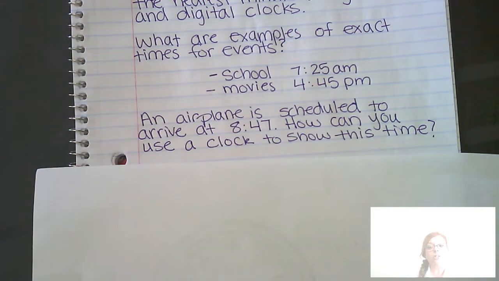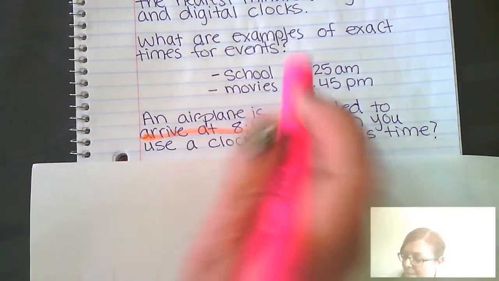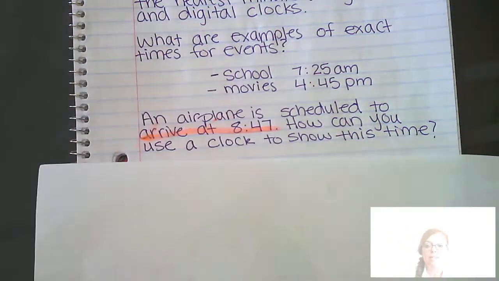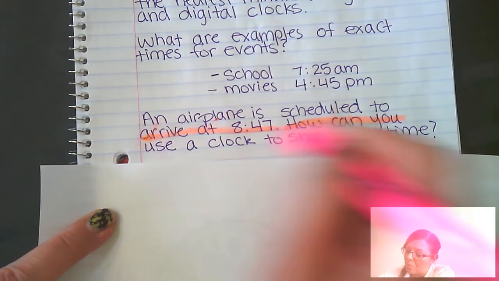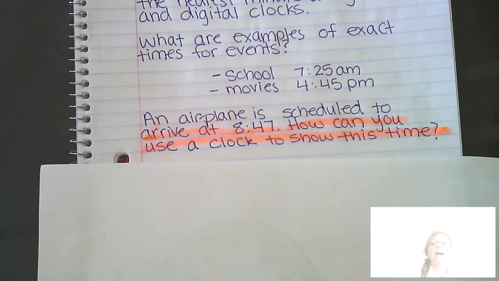All right, so let's think about the important parts to highlight. An airplane, it's important, but the most important part is arriving at 8:47. That is an important part, so I'm going to highlight it. And our question that they're asking is, how can you use a clock to show this time? That's a very important thing that we are going to be highlighting as well.